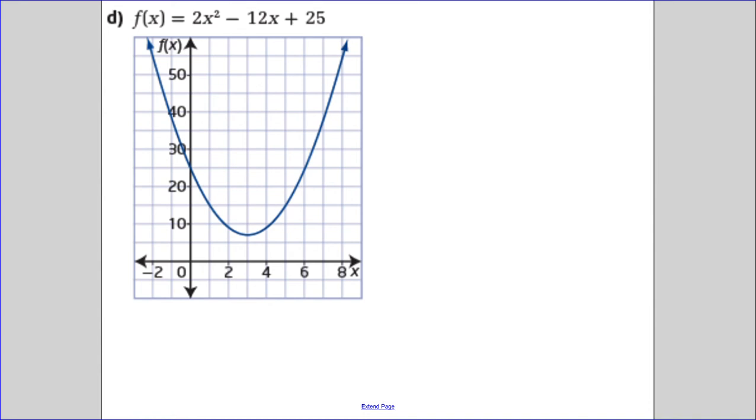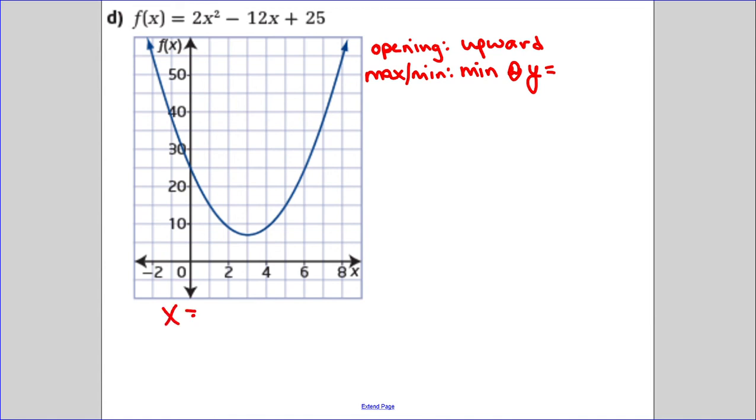Alright, so last one. Here we can see that it opens upward. In terms of a max or min, it has a minimum value, but we don't know what that is yet. So it has a min value, and the min value is at y equals something. It's going to be the y value of our vertex. I can use the same stuff I've been using before. Minus b over 2a is going to help me quickly find this.